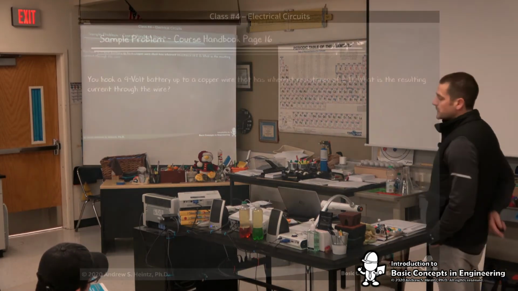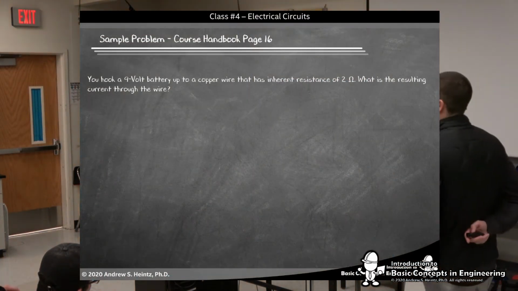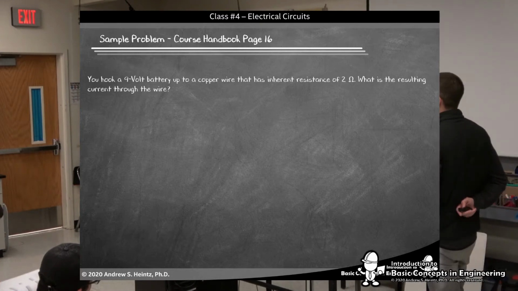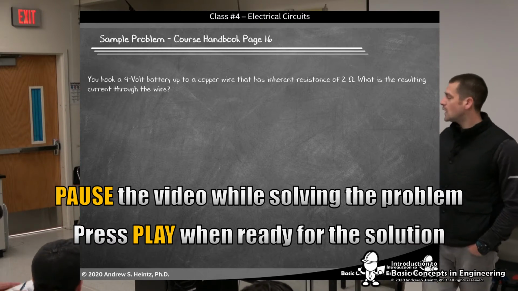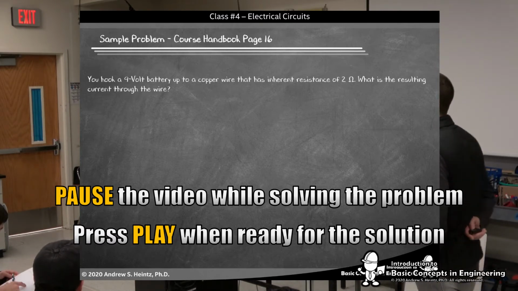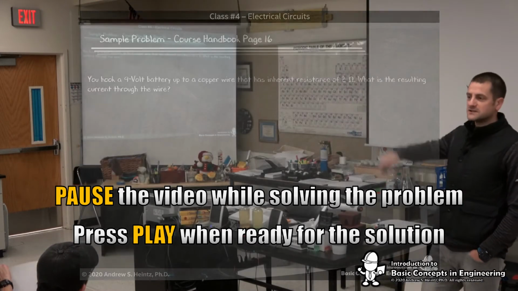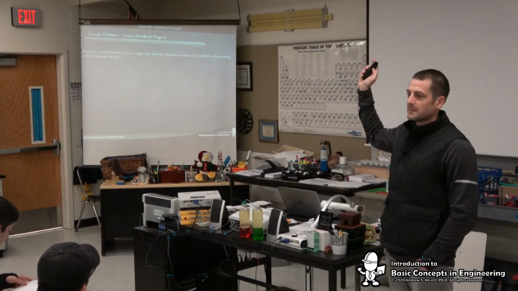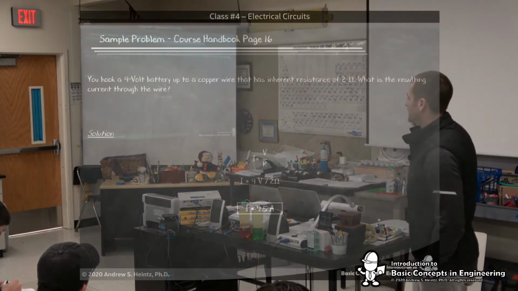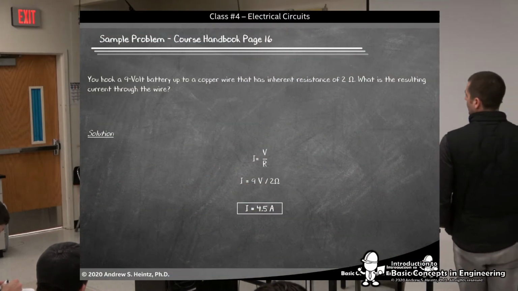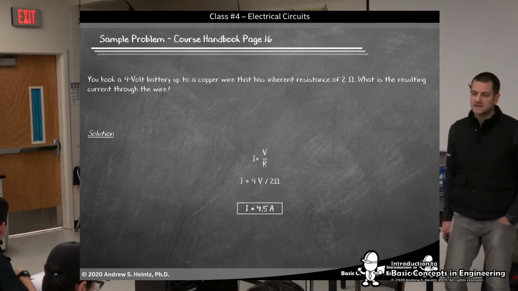All right, so if you could please open your course handbook to page 16. We have a very, very simple question. If I hook a 9-volt battery up to a copper wire that has an inherent resistance of 2 ohms, what is the current through that wire? Who wants to tell me right now, because you don't need a calculator? 4.5, are you sure? All right, I agree, yes. It's 9 divided by 2, which equals 4.5 amps. All right, slam dunk, super easy. You just passed the first day of circuits, you can go home.